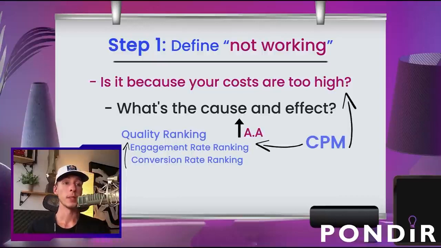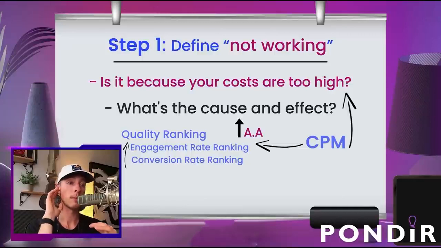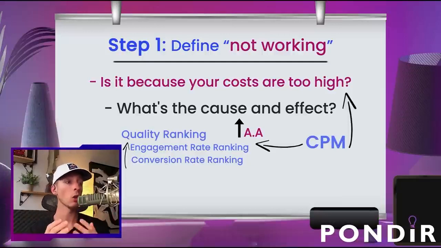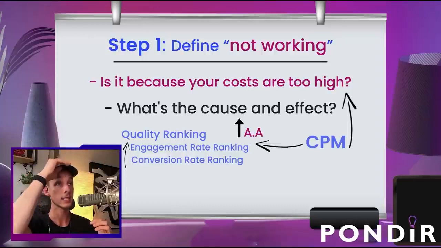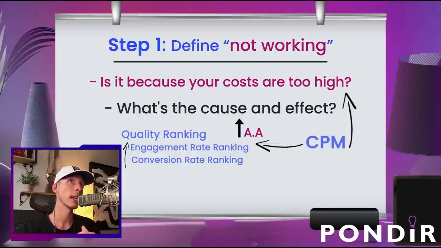Engagement rate ranking. This comes back to the 3 E's: entertain, educate, and engage. You're going to knock this one out of the park. You focus on that. You focus on putting a smile on someone's face and making sure they share it. This is going to be really good. And then quality ranking. So Facebook doesn't obviously release all of the variables that go into this, but they do note that engagement rate ranking and conversion rate ranking are a portion of quality ranking.